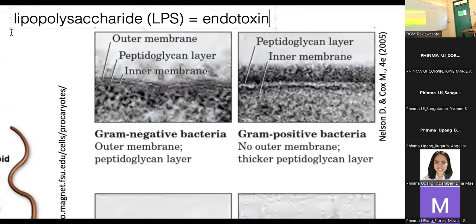Pyrogen is another term that we use, because the endotoxin has the capability to cause fever. Now, the endotoxin or lipopolysaccharide of the gram-negative bacteria is also its virulence factor. Virulence factor means it attacks the host when it is present.